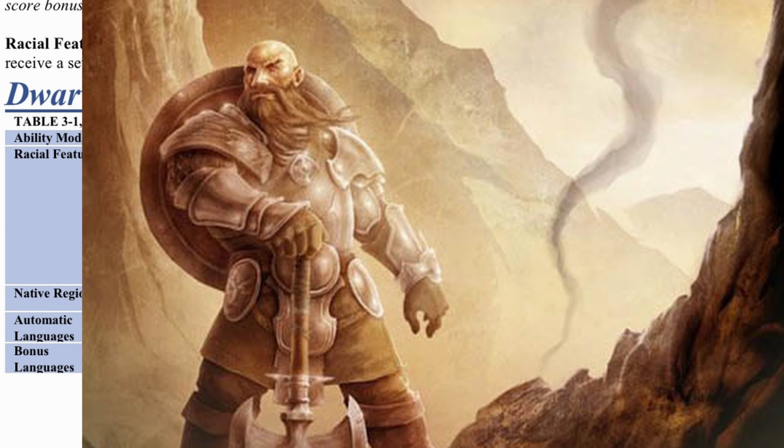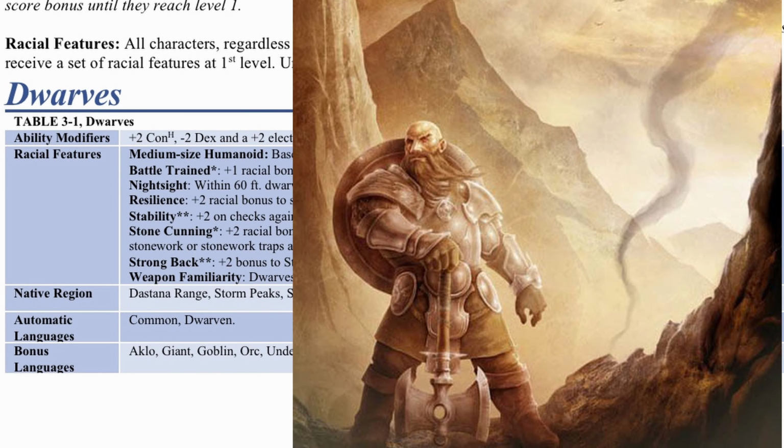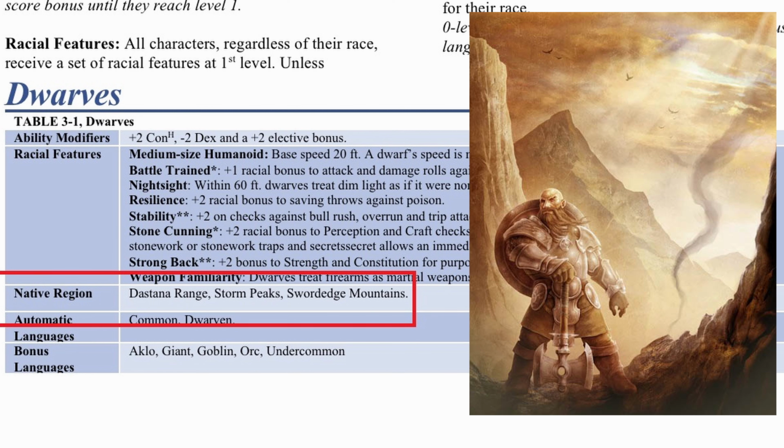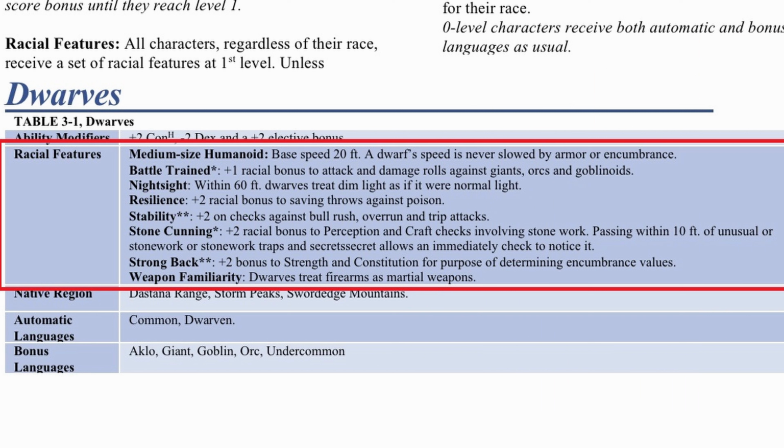The stalwart dwarves. These sturdy, resilient beings carry the following ability modifiers. They gain a +2 to constitution and a -2 to dexterity, because the traditional dwarf is seen as hardy, rugged, but not very graceful. In the world of Avern, dwarves hail from regions like the Dastana Range, Storm Peaks, and Sword Edge Mountains. When it comes to racial features, dwarves also come with an impressive toolkit.